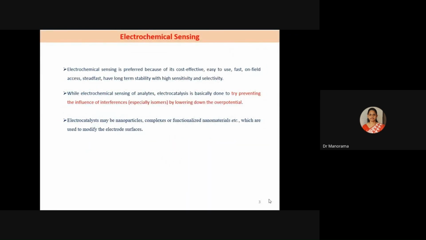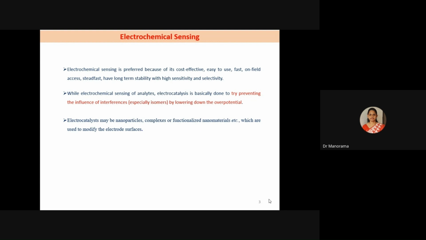A number of methods are there for detection, but we are working on developing electrochemical sensors using different nanocomposite materials. We prefer the electrochemical sensing method because it is cost effective, easy to use, fast, and can be miniaturized, and it has high sensitivity and selectivity.